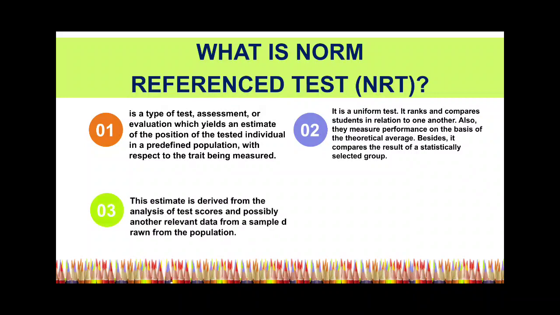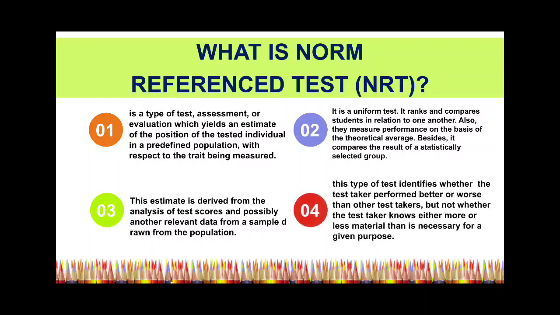This estimate is derived from the analysis of test scores and possibly other relevant data from a sample drawn from the population. This type of test identifies whether the test taker performed better or worse than other test takers, but not whether the test taker knows either more or less material than is necessary for a given purpose.